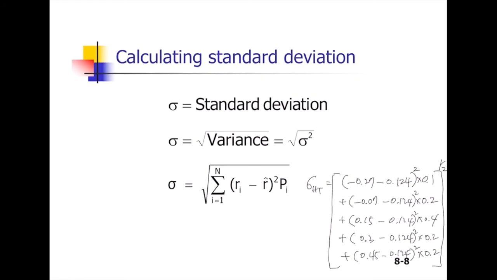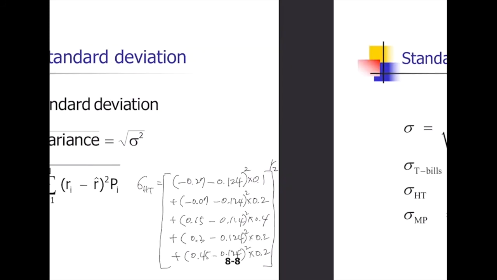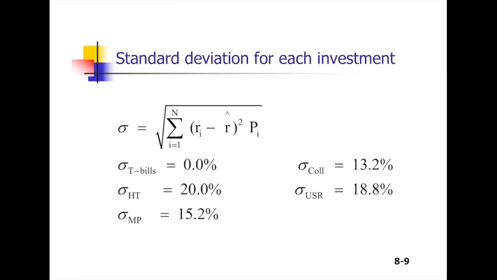Repeat this process, and you can calculate each financial asset's standard deviation. The next slide shows the standard deviation for each investment. As you can see, the T-bill has the lowest risk compared to the other financial assets, right? Because it is a risk-free asset, a risk-free bond. And the high-tech company has the highest risk.